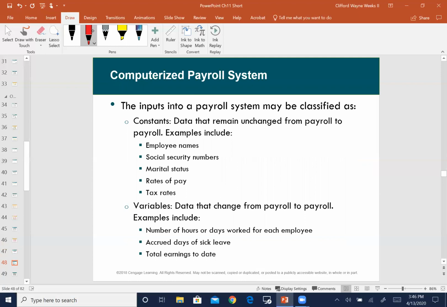With utilizing a computerized payroll system, obviously we love computerized information. So it inputs into the payroll system. I know that QuickBooks, you have to pay extra for it, but it actually does all these calculations for you. All right, and so the constants, you're going to have the employee name, Social Security numbers, marital status, rate of pay, tax rates. Okay, the things that are going to fluctuate are the number of hours or days, accrued sick leave, and total earnings to date.